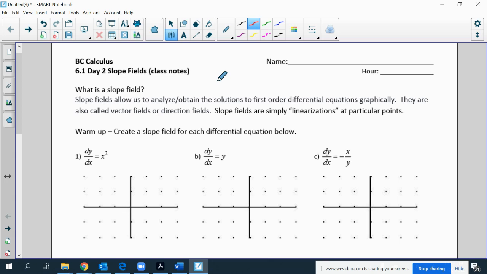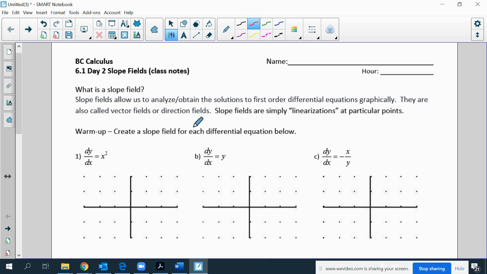A lot of times we will find solutions analytically by taking derivatives or antiderivatives or something like that. But if something is not very easily anti-differentiated, we can use a slope field to then draw a graph of the solution. So that's a benefit of slope fields. Slope fields are also easy to picture and visualize.